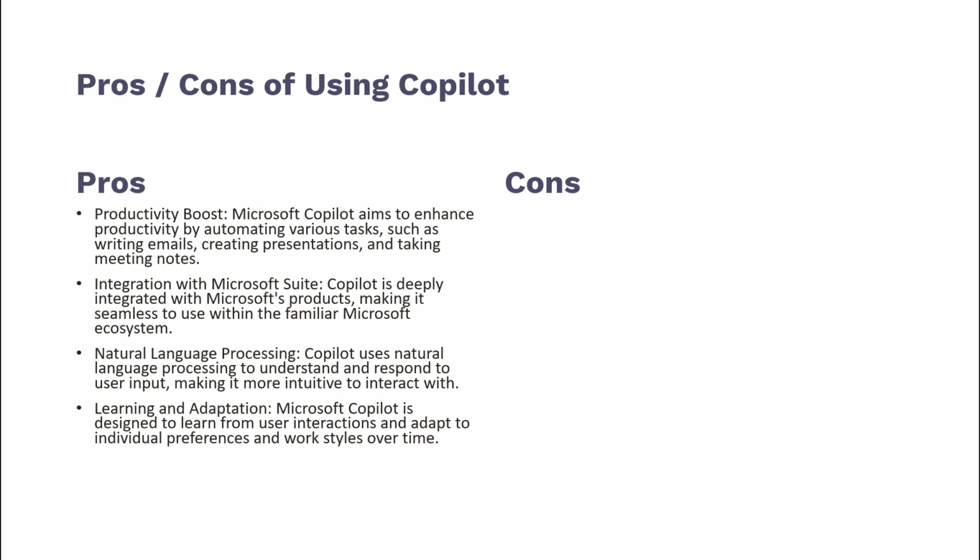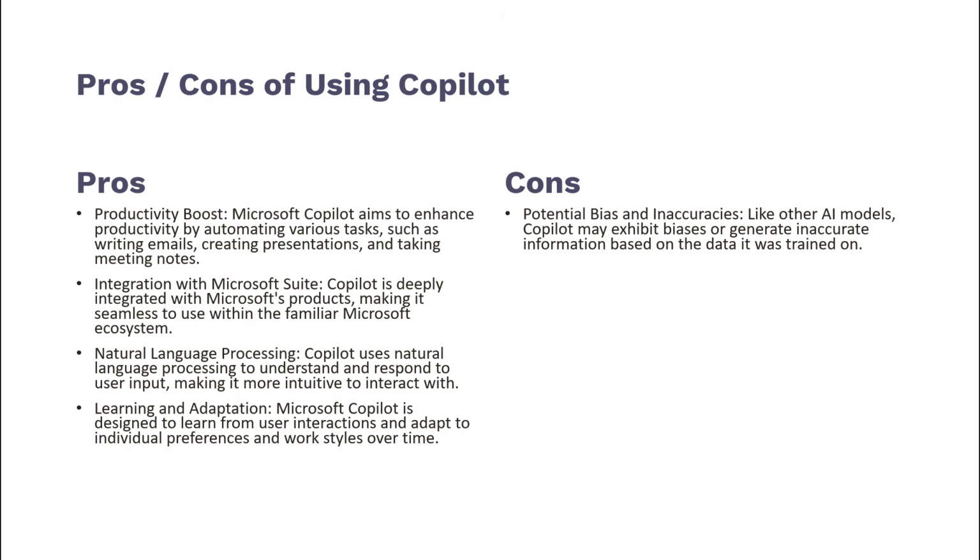Now, some of the cons of using Copilot are first off, potential bias and inaccuracies, right? Of course, this is a new technology, so sometimes it might generate inaccurate information based on the data it was trained on. And you'll notice throughout the course that sometimes I might not get the exact answer I want, and I need to teach it what I want.